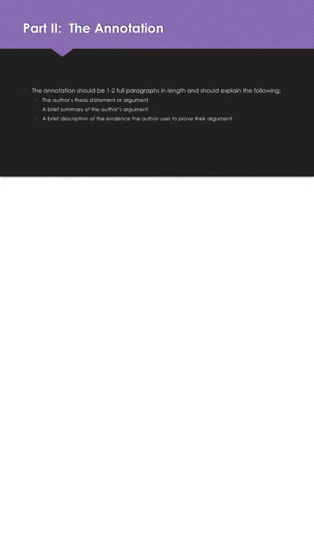The final part of the annotated bibliography is the actual annotation. The actual annotation should be 1 to 2 full paragraphs. More than likely it'll be 1 paragraph, but don't do more than 2 paragraphs because then you're getting more into a book review. But again, the annotation should be 1 to 2 full paragraphs in length, and they should explain the following. First, the author's thesis statement or argument.